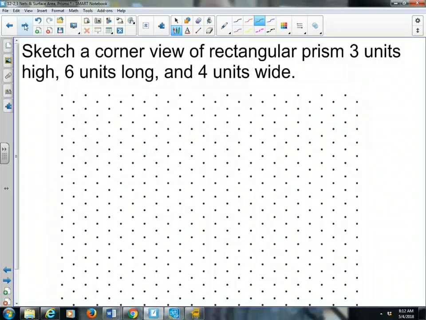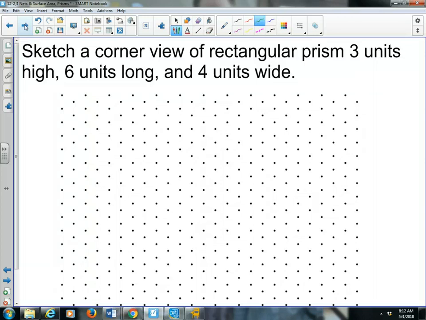So what we're going to do here is attempt to make a three-dimensional picture on two-dimensional paper. And what helps is this dot paper. This is called isometric dot paper. So we're going to sketch a rectangular prism. Think of it like a shoebox. A shoebox is a rectangular prism. And we're going to make it 3 units high, 6 units long, and 4 units wide.